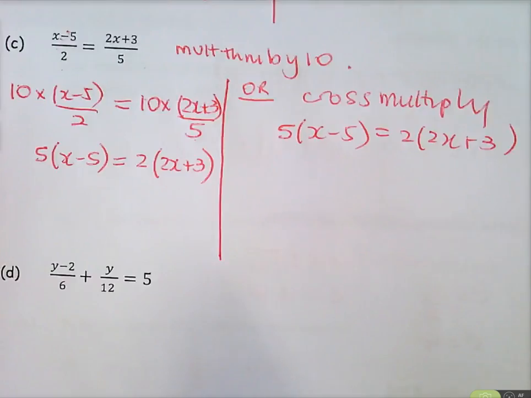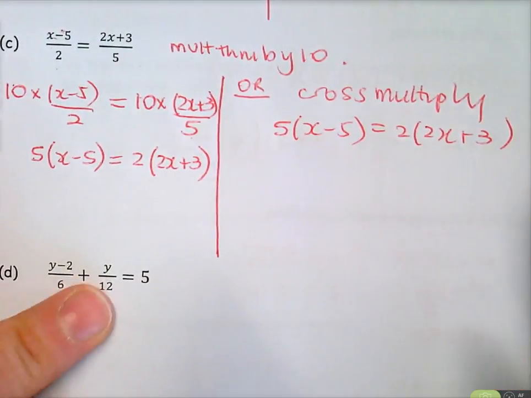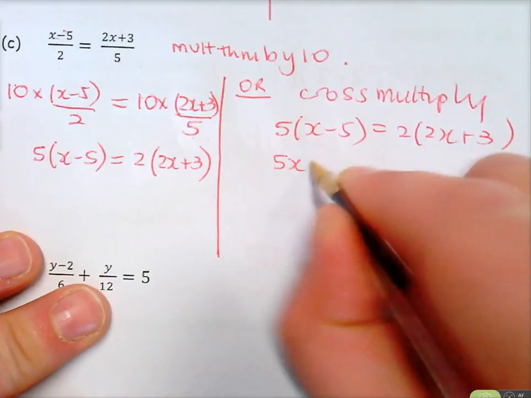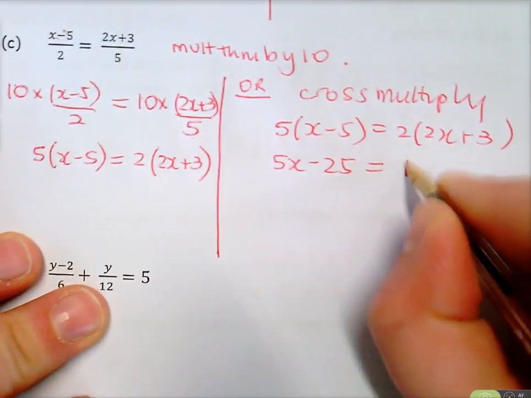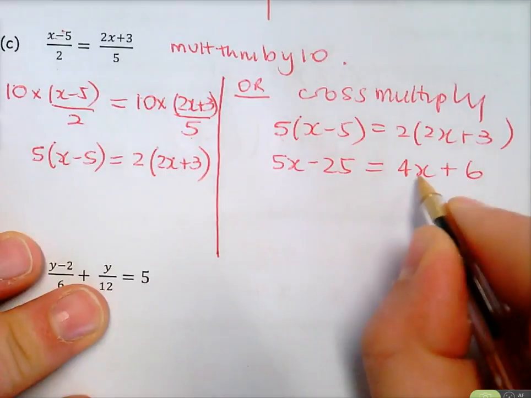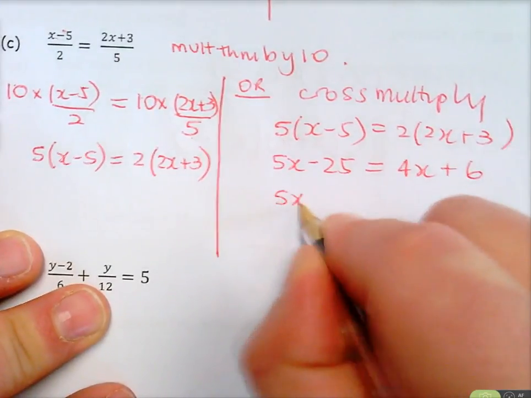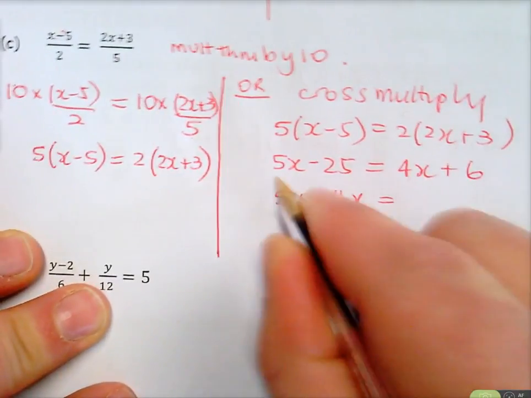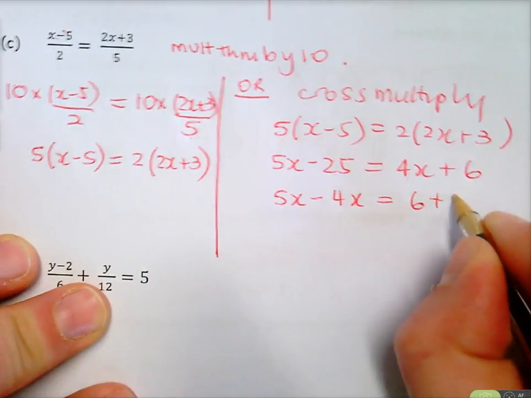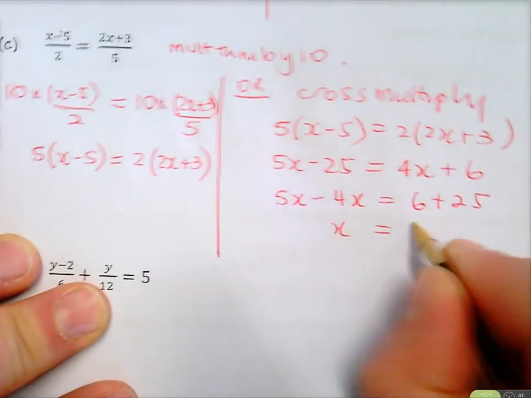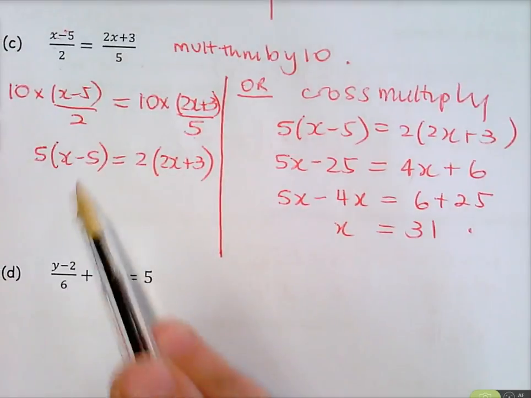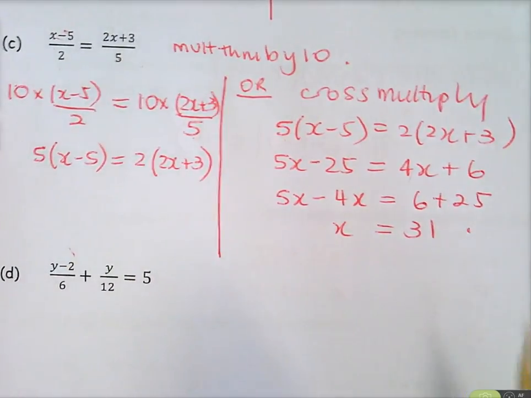Okay, so I'll continue from the cross multiply bit. So now we've got 5x minus 25 equals 4x plus 6. Putting our x's on the left-hand side, 5x minus 4x equals 6 plus 25. Therefore, x equals 31. You would have got the same thing continuing from there as well.